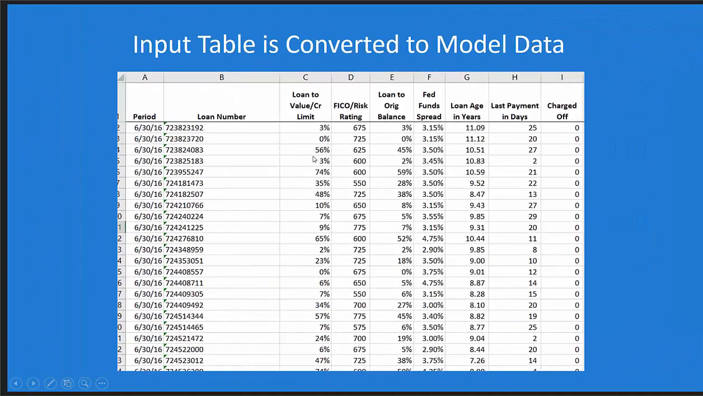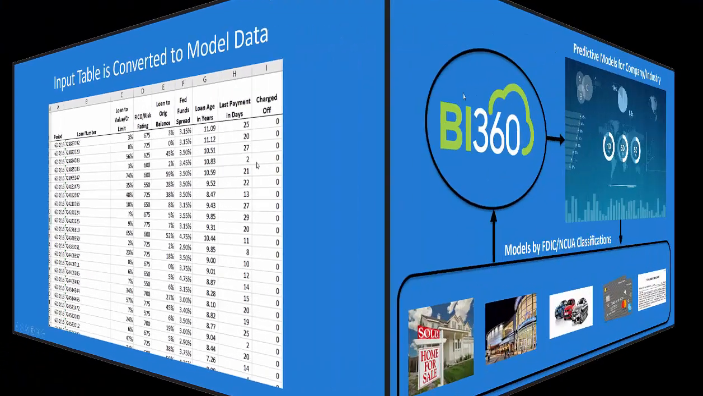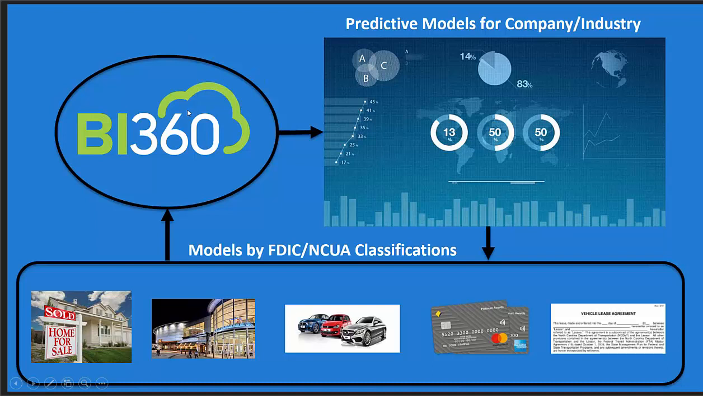What we do then is we get the data ready for the model. So we've got our run date, the loan, the unique identifier, if you will, the loan number, and then these are the actual scores: the loan to value or credit limit, the FICO score, loan to origination balance, the interest rate versus Fed funds, the spread there, the average age in years for the loan, the days since the last payment was made, and whether the loan was charged off. And what we're doing is we load all the data and we break it up into pools. As I mentioned, we're going to have that category code that's going to tell us what part of the call report we are running this for.